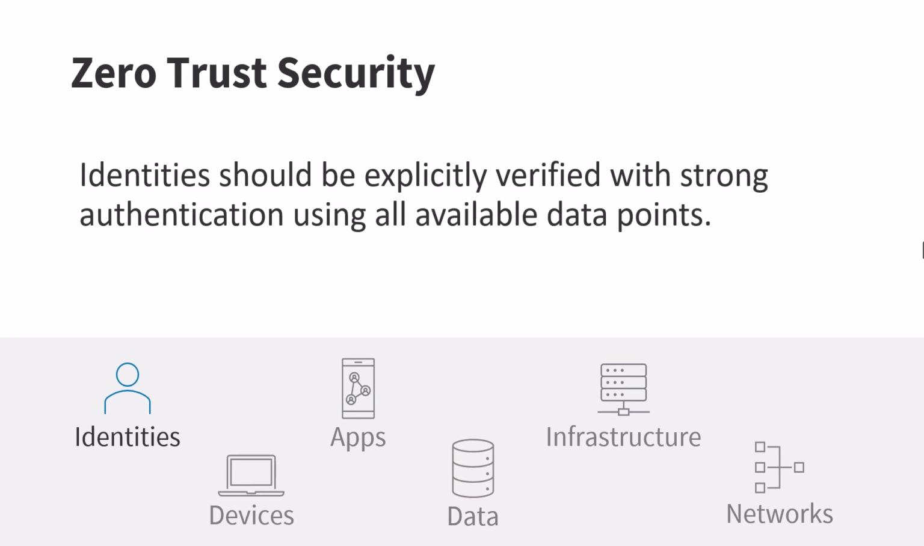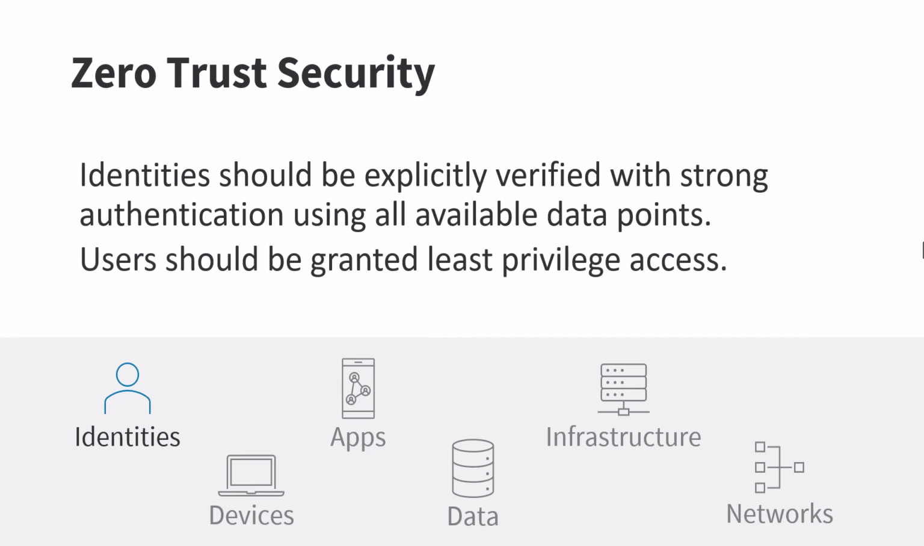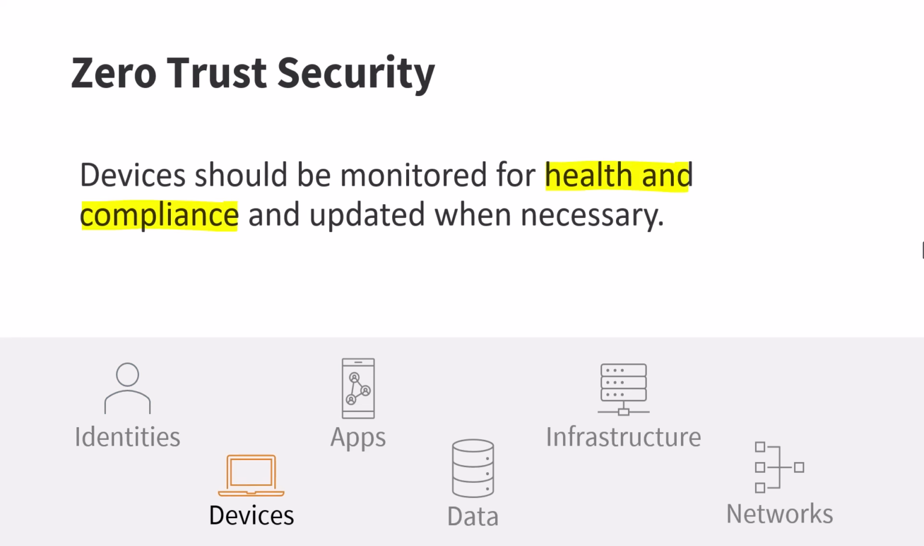So identity should be explicitly verified with strong authentication using all available data points. Again, think the signals we talked about in conditional access. Users should be granted least privilege access. But strong authentication and least privilege access, common sense, easy to remember guidance, right? Devices should be monitored for health and compliance and updated when necessary. Windows is patched. Our mobile devices have a recent version of Android and iOS. They're compliant with any corporate policies we're monitoring for.